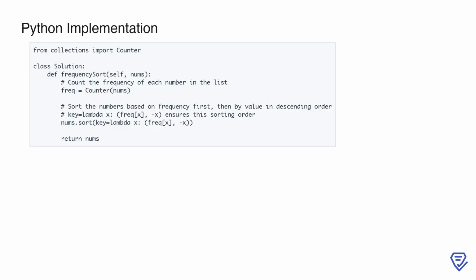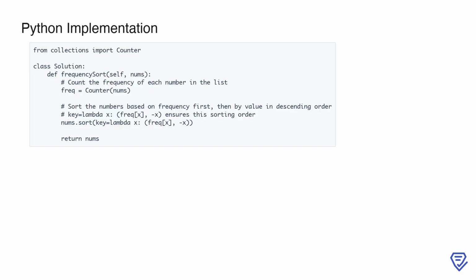Frequency = Counter(nums) generates a dictionary where the keys are the unique elements of nums, and the values are their respective counts. 2. Sorting logic. The nums.sort function is used to sort the array in place, which is both time efficient and space efficient.